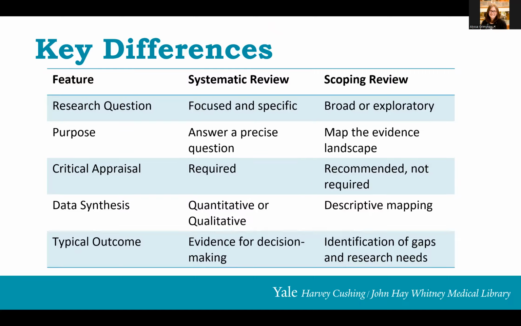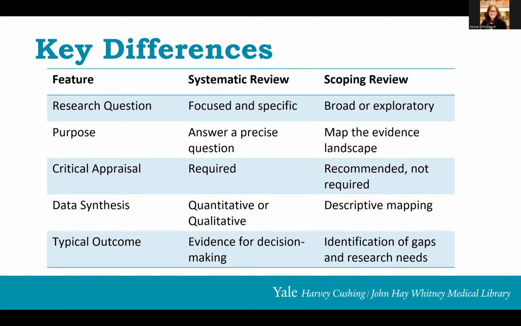These differences also shape how the findings are synthesized. Systematic reviews may use qualitative or quantitative analysis, including a meta-analysis, while scoping reviews present descriptive or thematic summaries that often show how the field has been studied. As a result, systematic reviews usually produce actionable evidence, while scoping reviews identify gaps, trends, or point to where future research is needed.